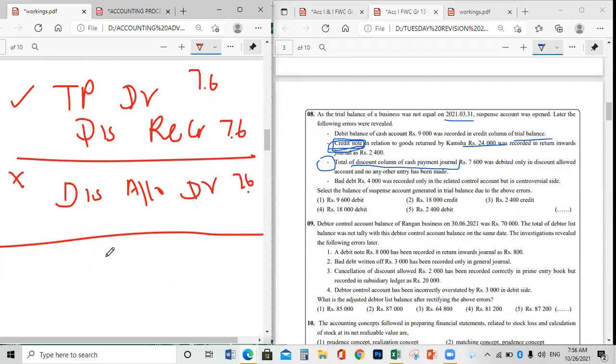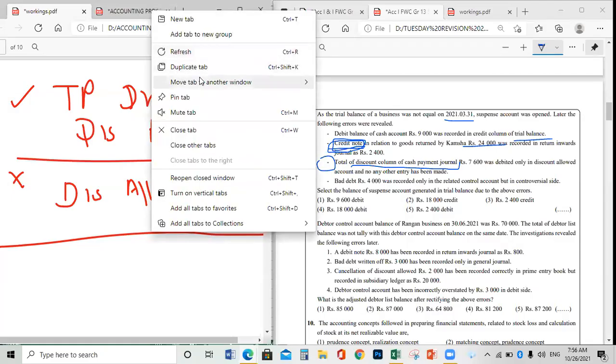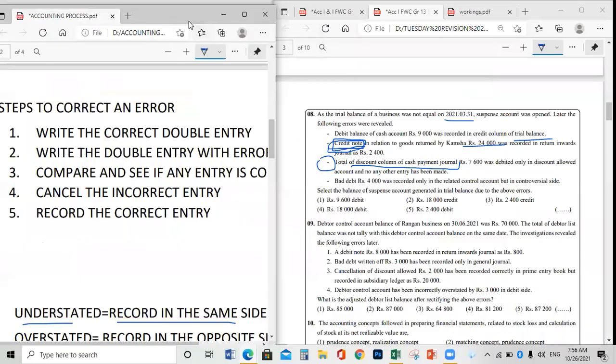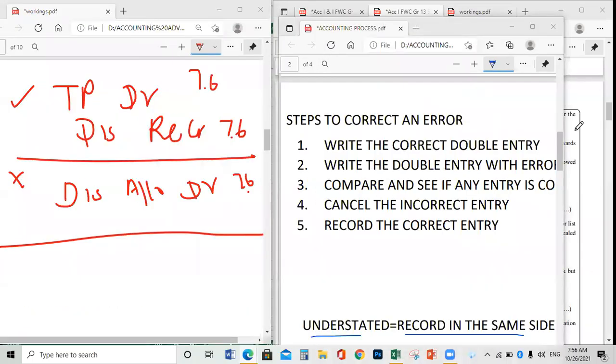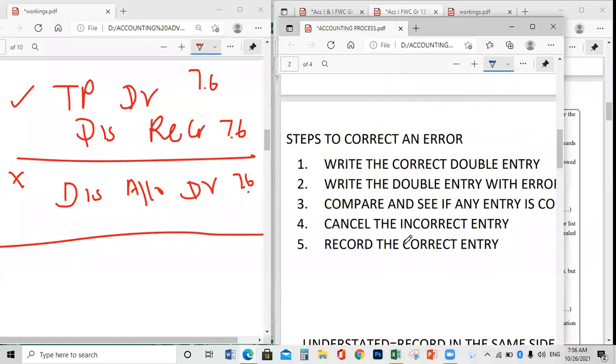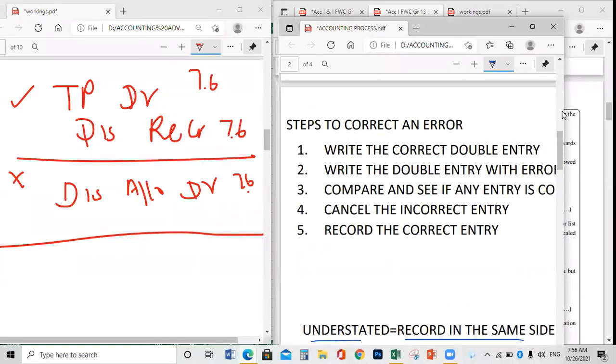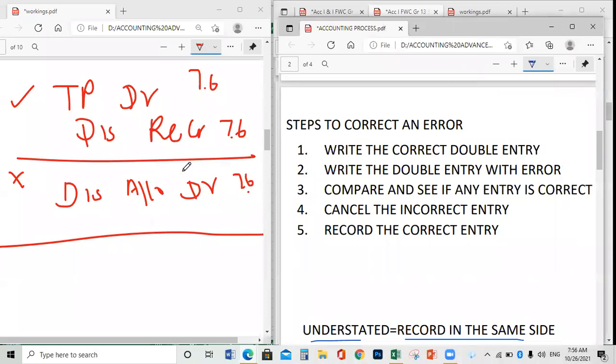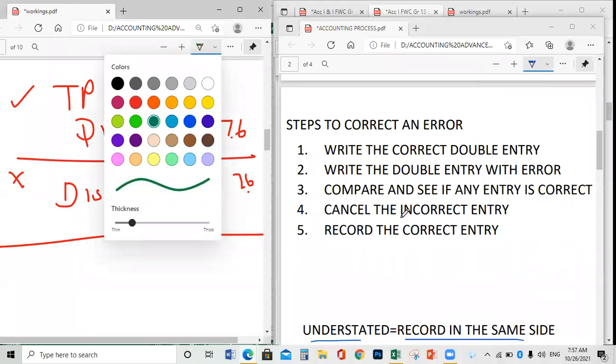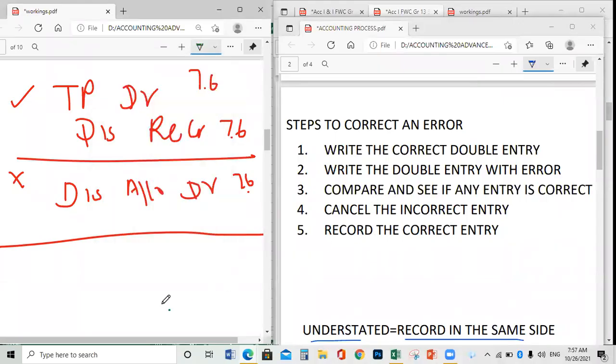Now what you should do, first of all, you have to compare and see if anything is correct. I told you all you can follow this step to get the correct answer. See this step. First one, you will write the correct double entry. What's the correct double entry? Trade payable should be debited, discount received should be credited. But what is the double entry with error? They went and recorded it as discount allowed debit. That is the error. Now what you have to do, compare and see if any entry is correct.